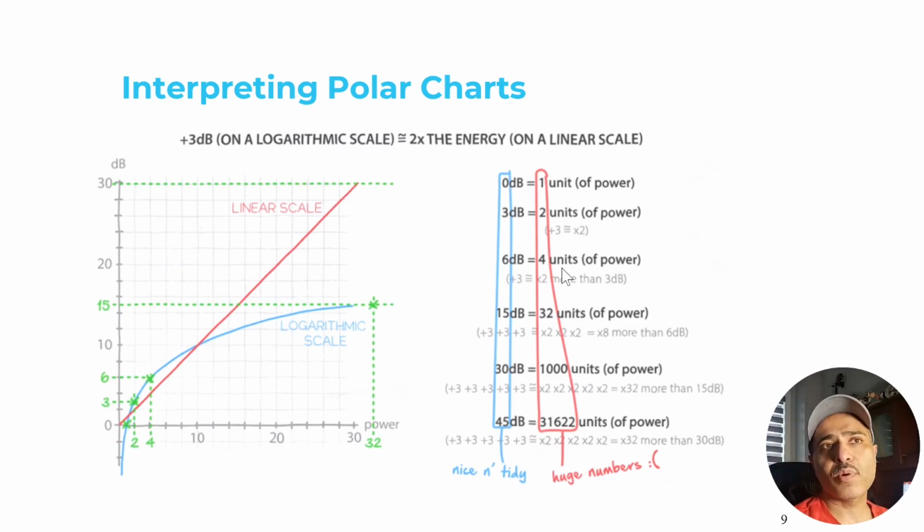So I can't say 0.000008. It's much easier to say minus 70 or minus 80 dB, which was much easier to work with from a number perspective.